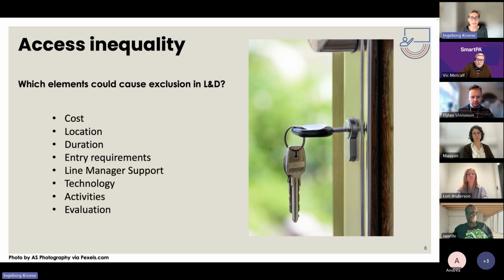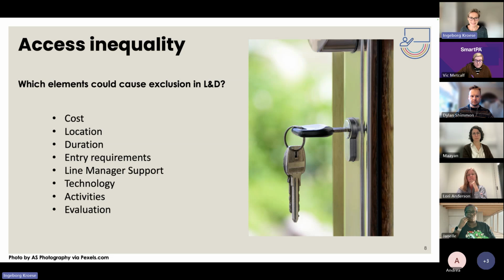Location, is the location of a program safe? Is it accessible via public transport for people who don't have their own cars? Duration of programs, multiple day programs can be amazing, but they can also be a challenge for people who have care responsibilities. Entry requirements, not typically, I have to say, but they risk reinforcing those groups who traditionally participate in these programs. So they almost confirm what was done in the past. So that's a tricky one sometimes in terms of accessibility.